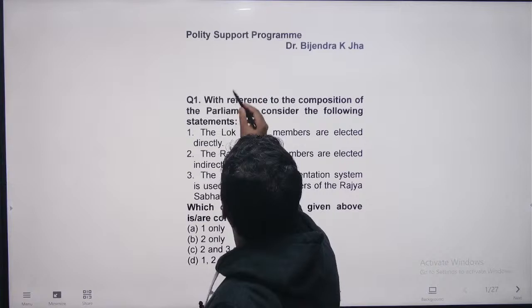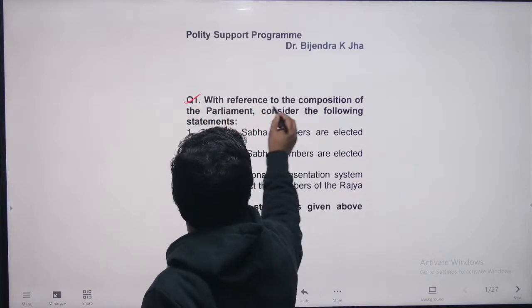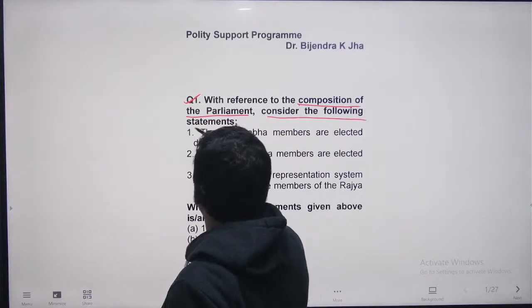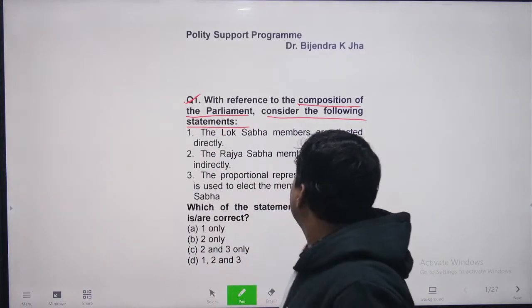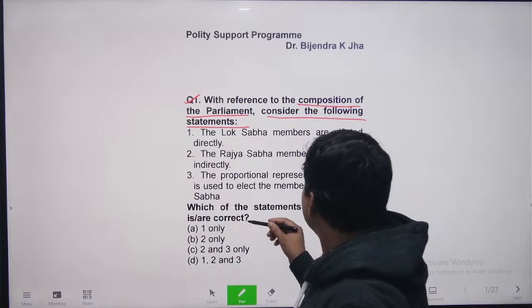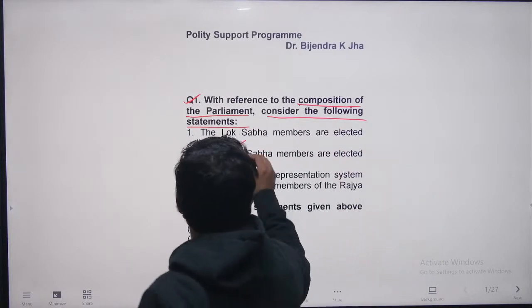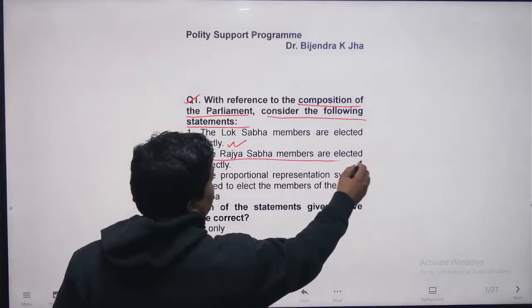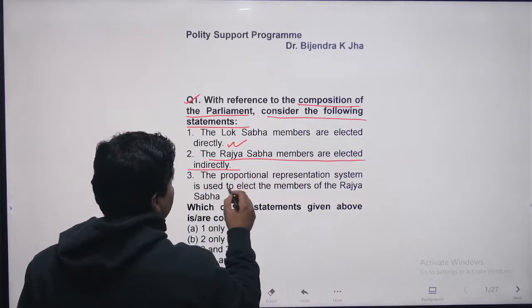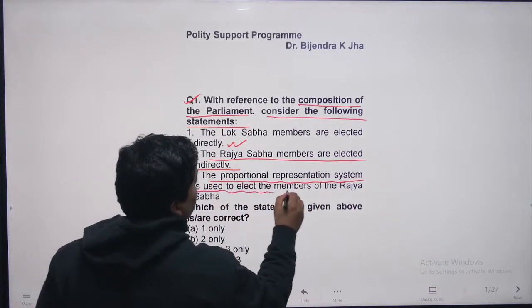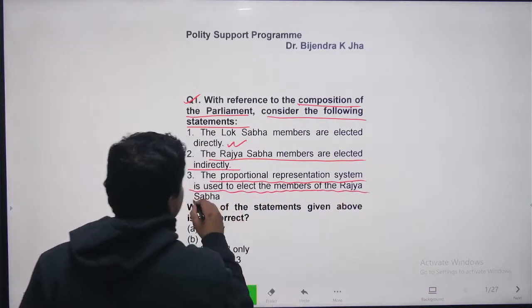Look at the first question. With reference to the composition of the parliament, consider the following statements. Regarding composition of the parliament, the Lok Sabha members are elected directly, the Rajya Sabha members are elected indirectly, the proportional representation system is used to elect the members of the Rajya Sabha.